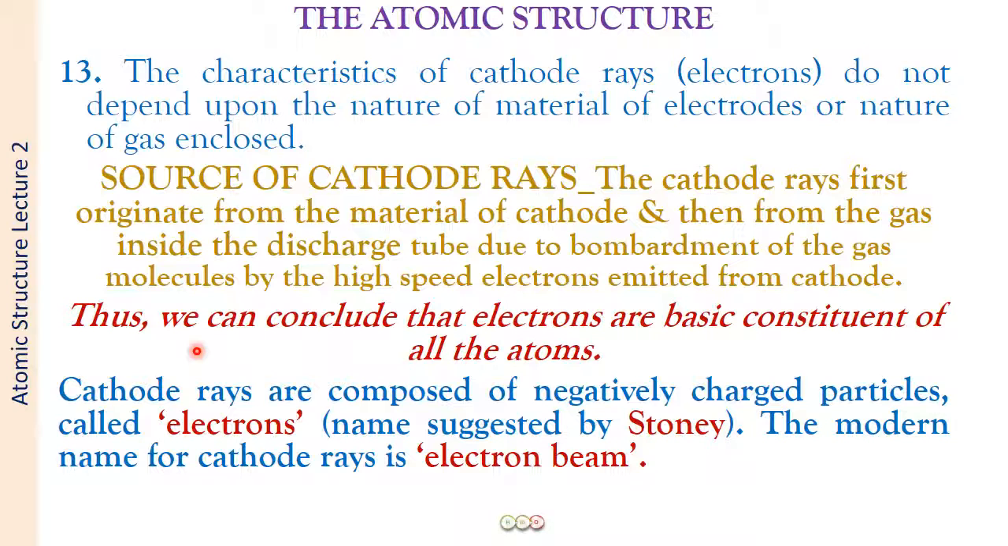rays? One is that the cathode rays are made up of material particles, and the second is that they carry negative charge. Thus, we can say that the cathode rays are composed of negatively charged particles called electrons, and the name electron was suggested by Stoney, and the modern name for the cathode rays is electron beam.